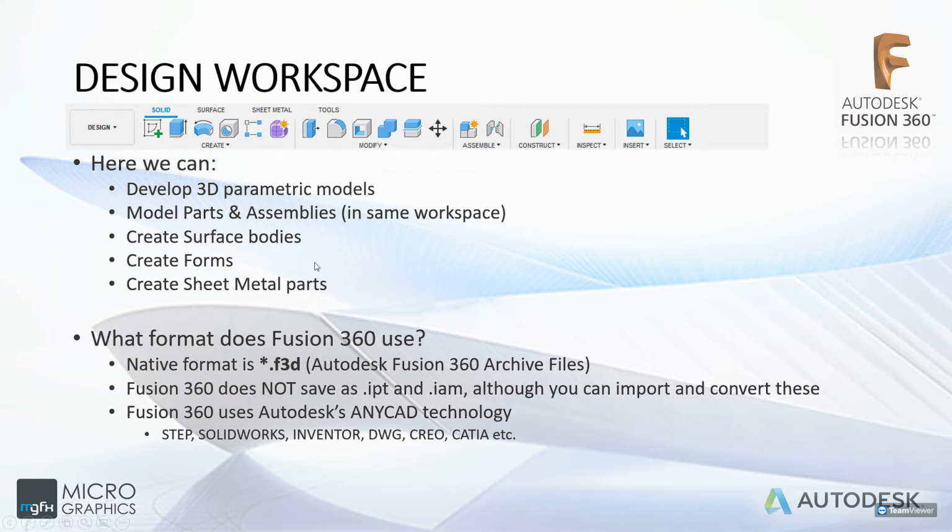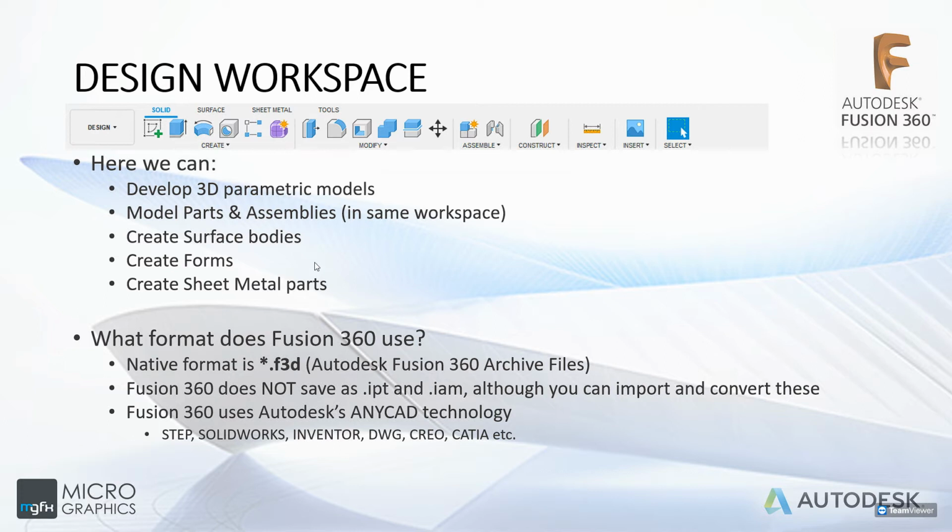So what format does Fusion 360 use? Well, its native format is .f3d. It basically stands for Autodesk Fusion 360 archive file. Even though it's an Autodesk 3D program, it does not use IPT and IAM, although you can import and convert these.